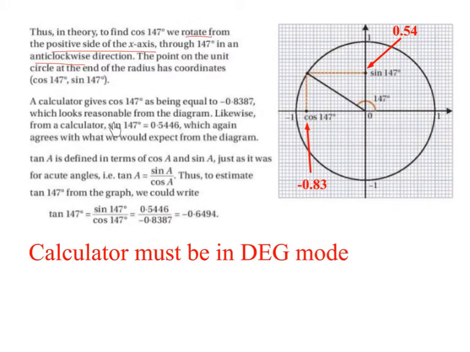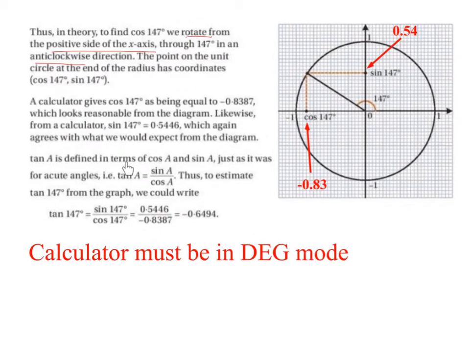Likewise, from a calculator, sine of 147 degrees equals 0.5446. So this point here on our y-axis, if we think this is 0, this is 1, is just past the halfway mark, so that's about 0.54, so that looks about right as well. Which again agrees with what we would expect from the diagram.